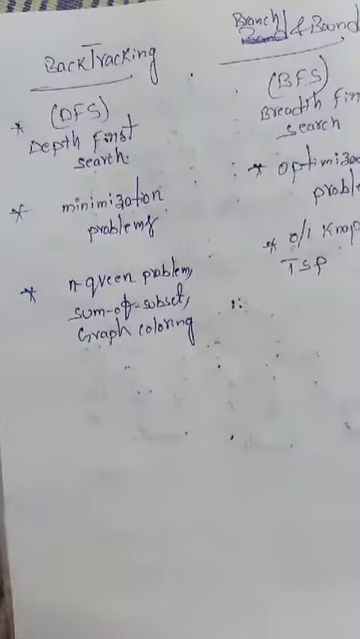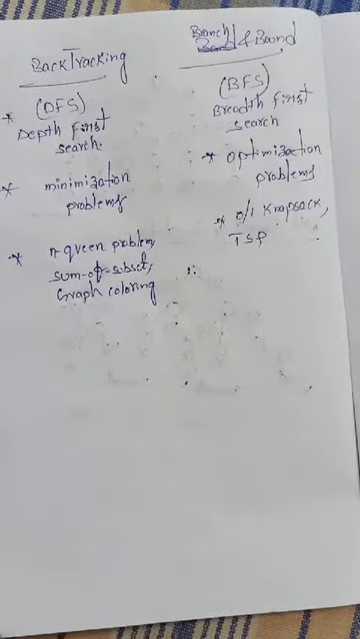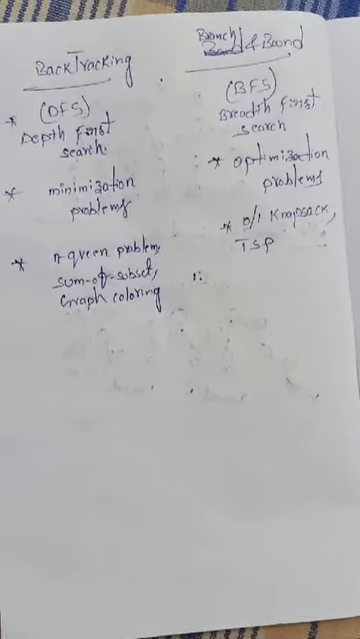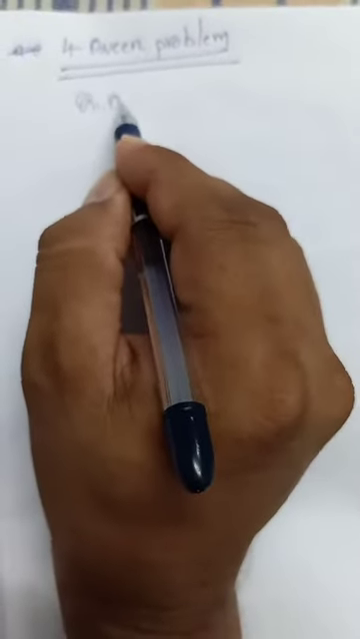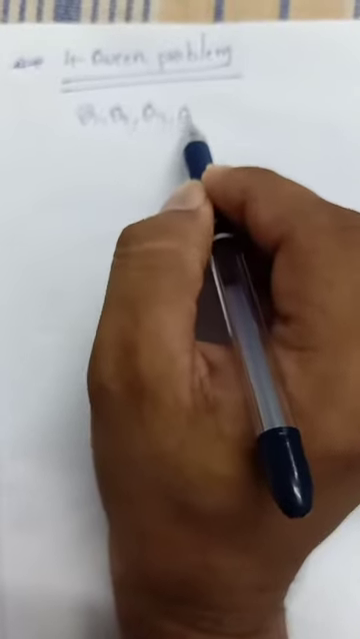So in backtracking we go depth wise. In branch and bound, we go level wise. Right. Now we see one problem regarding backtracking. The first one is the 4 queen problem. Here we have the 4 queens q1, q2, q3 and q4.